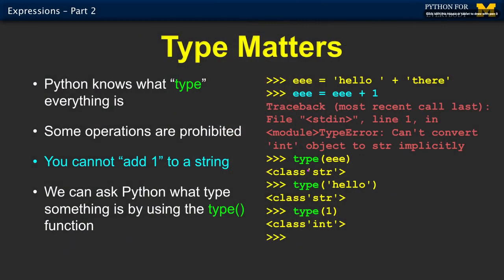It turns out that Python has a built-in function called type. Again, it's type with parentheses. Function calls have parentheses, and we pass something in. We say, hey, Python, tell me what the type of the variable EE is. And Python prints out, oh, it's a string. What is the type of the constant quote hello quote? That's a string. What is the type of the constant 1? That would be an integer. Python keeps track of the value and the type of variables and constants, and we have to be aware of this as we move forward.